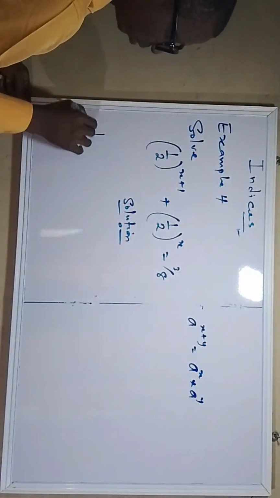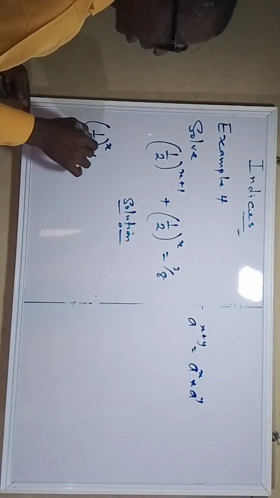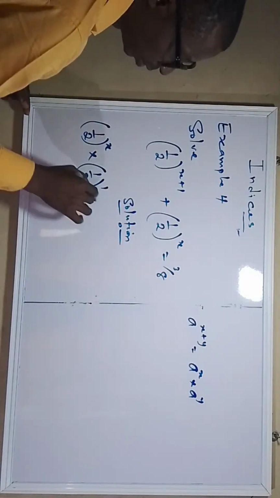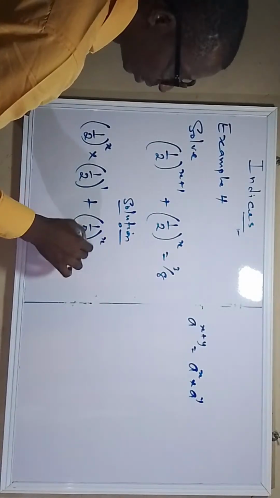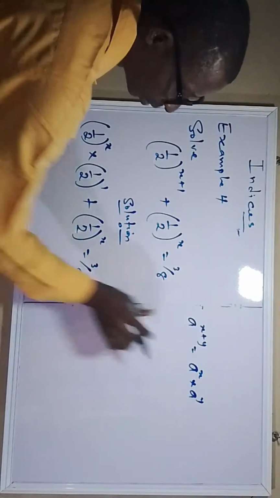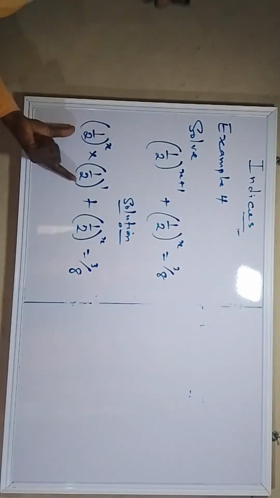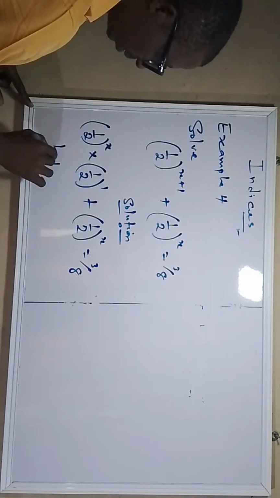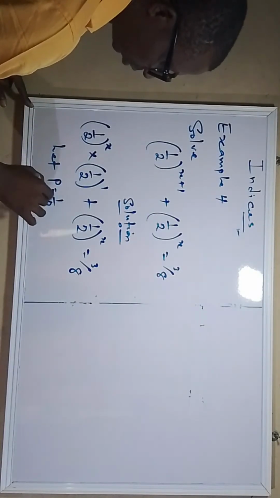I have 1 over 2 raised to the power of x times 1 over 2 raised to the power of 1 plus 1 over 2 raised to the power of x equals 3 over 8. Can you see that? This is the only thing that is changing. All right, I can say let p be equal to 1 over 2.